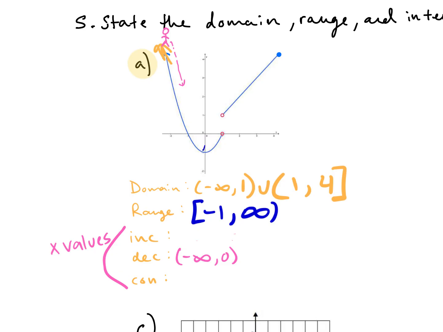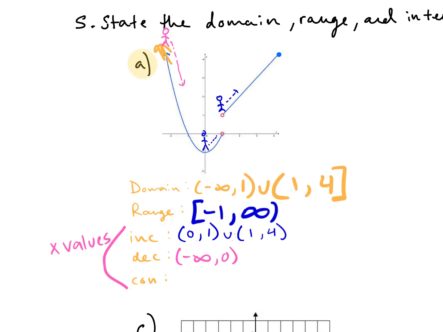So then at 0, I start walking uphill again. Till when? What's the x value? At 1. So from 0 to 1, I'm increasing. And then here, we jump up to this spot. I'm still walking uphill, so I'm still increasing. So I'd put a union, because we've got 2 parts that we're increasing. From 1 to what? 1 to 4. Remember, we're looking at the x value from 1 to 4.